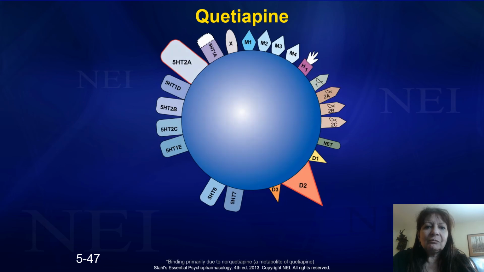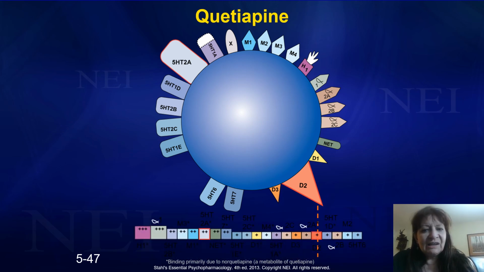Quetiapine has different actions at different doses. Small doses result in an anxiolytic effect and can help with sleep. Larger doses help with depression, and the largest doses will tackle the psychotic symptoms. There are large H1 antagonistic properties, so it will help with sleep. There's also 5-HT1A partial agonist, NET inhibition, and 5-HT2C antagonist actions. These improve mood and enhance cognition.